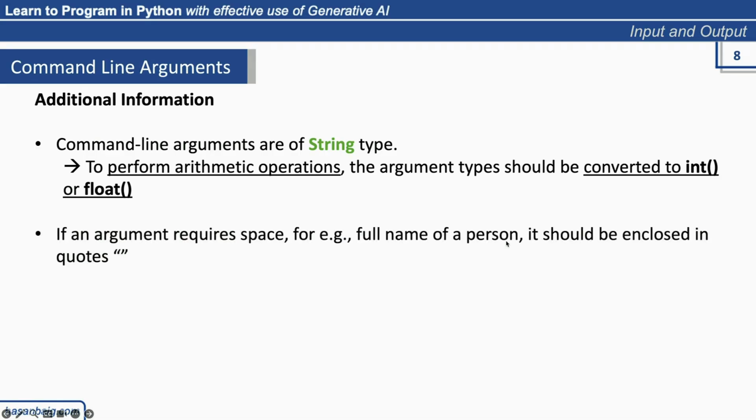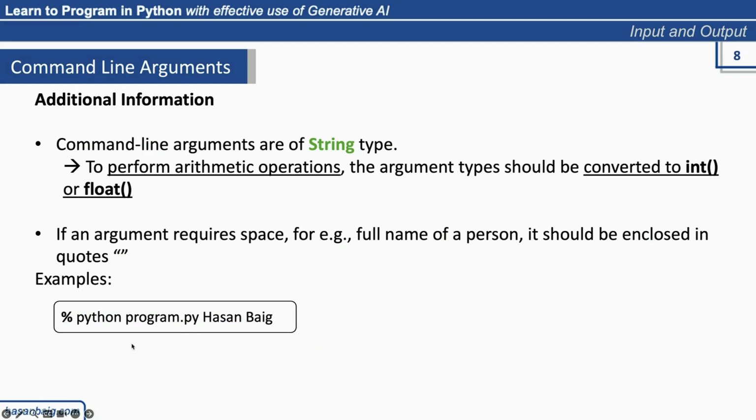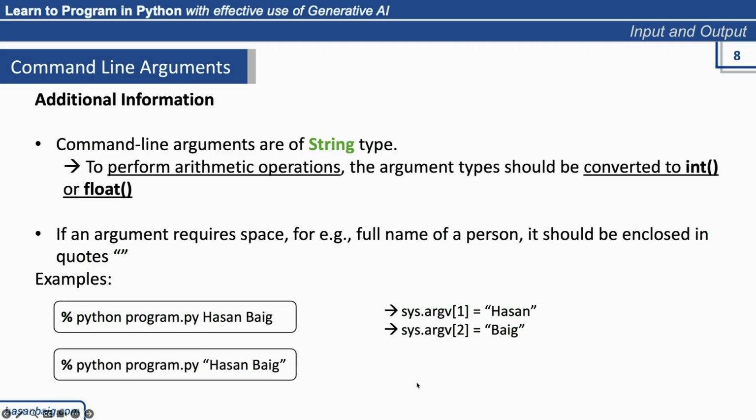Another important thing: if an argument requires a space, for example the full name of a person, it should be enclosed in quotes. If I write python program.py Hassan Baig, both the first name and last name will be treated as separate elements in ARGV. ARGV1 will contain Hassan, and index 2 will contain Baig. But if I want both names to be treated as a single element, I have to enclose them in quotes, and then it will be stored in ARGV1. These are very simple logical questions you may expect in the exam.